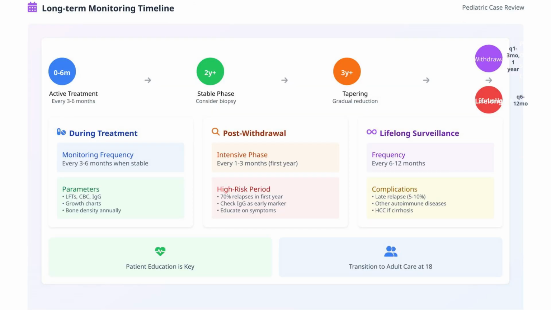This timeline illustrates the long-term monitoring approach for pediatric autoimmune hepatitis. During active treatment, monitoring occurs every 3 to 6 months once stable. When considering treatment withdrawal, a liver biopsy may be performed to assess histological remission. After withdrawal, intensive monitoring is needed every 1 to 3 months initially, then every 3 to 6 months for at least 2 years. Even after successful withdrawal, lifelong surveillance is recommended every 6 to 12 months, as late relapse can occur. Regular assessment for complications and comorbidities, including other autoimmune conditions, is essential.